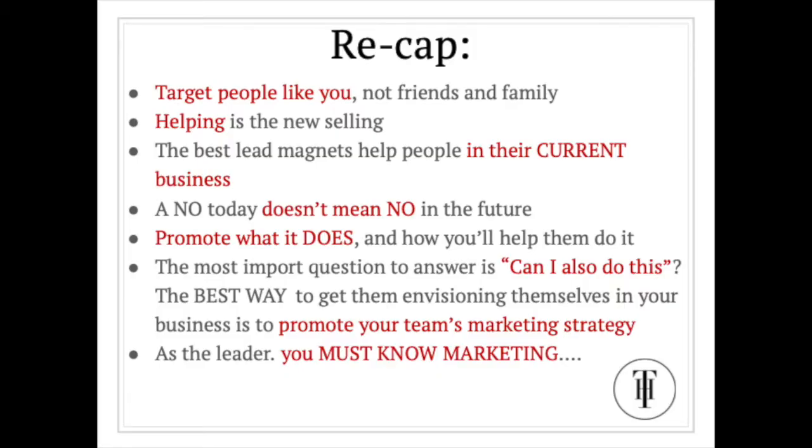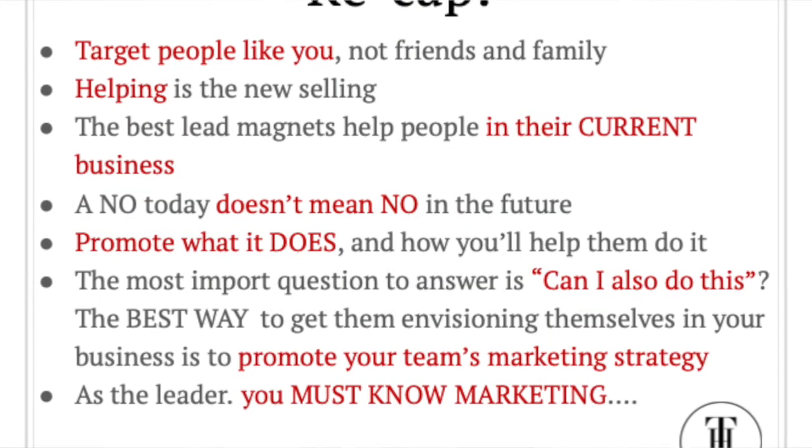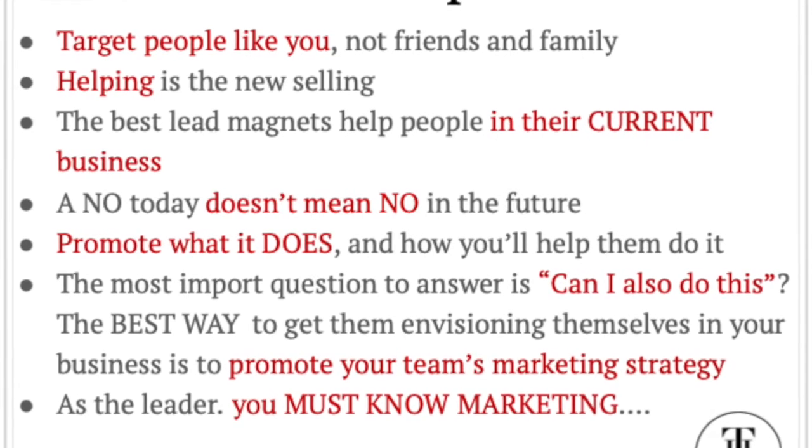So the recap, the major lessons from today. Number 1, target your dream customer or partner. Don't push this on people who are not interested. Number 2, helping is the new selling. Number 3, the best lead magnets help people in their current business. Number 4, a no today doesn't mean a no in the future. Number 5, if your company has a product focus, or for this funnel you're trying to focus on the product and helping people with the product, then promote the benefit of the product, not the product. Number 6, if you're focusing on business, you're looking for business leaders, then promote what the business does and how you'll help them do it. Number 7, the most important question to answer is, can I also do this? That's what they want to know. Number 8, the best way to get them envisioning themselves in your business is to promote your team's marketing strategy. And number 9, as the leader, you must know marketing.